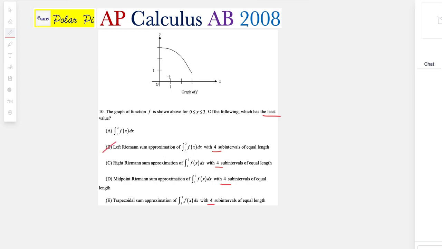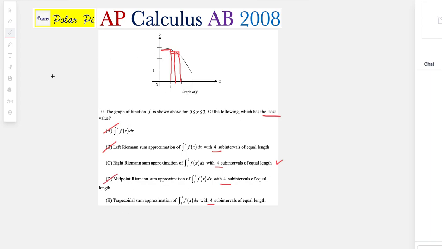Right Riemann. Right Riemann so far, right? Right here, right there, right? Okay, so now we can cross this out because right Riemann is definitely going to be smaller. Midpoint, no, because look, for example, on this one, midpoint is going to be using that height right there, and so the midpoint will under approximate a bit and over approximate a bit, but it'll do better than a right Riemann as far as overall value. On a decreasing function, it'll do better than right Riemann. So we see the right Riemann is so far the least.